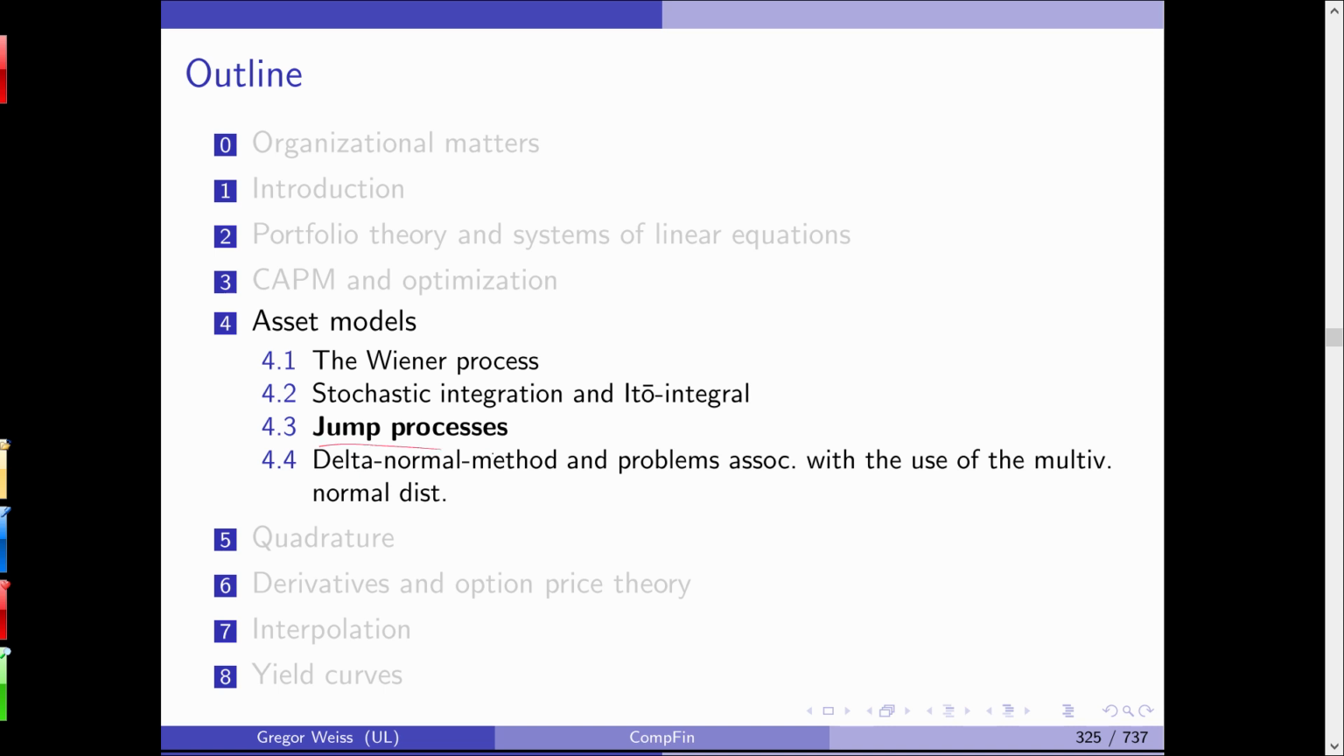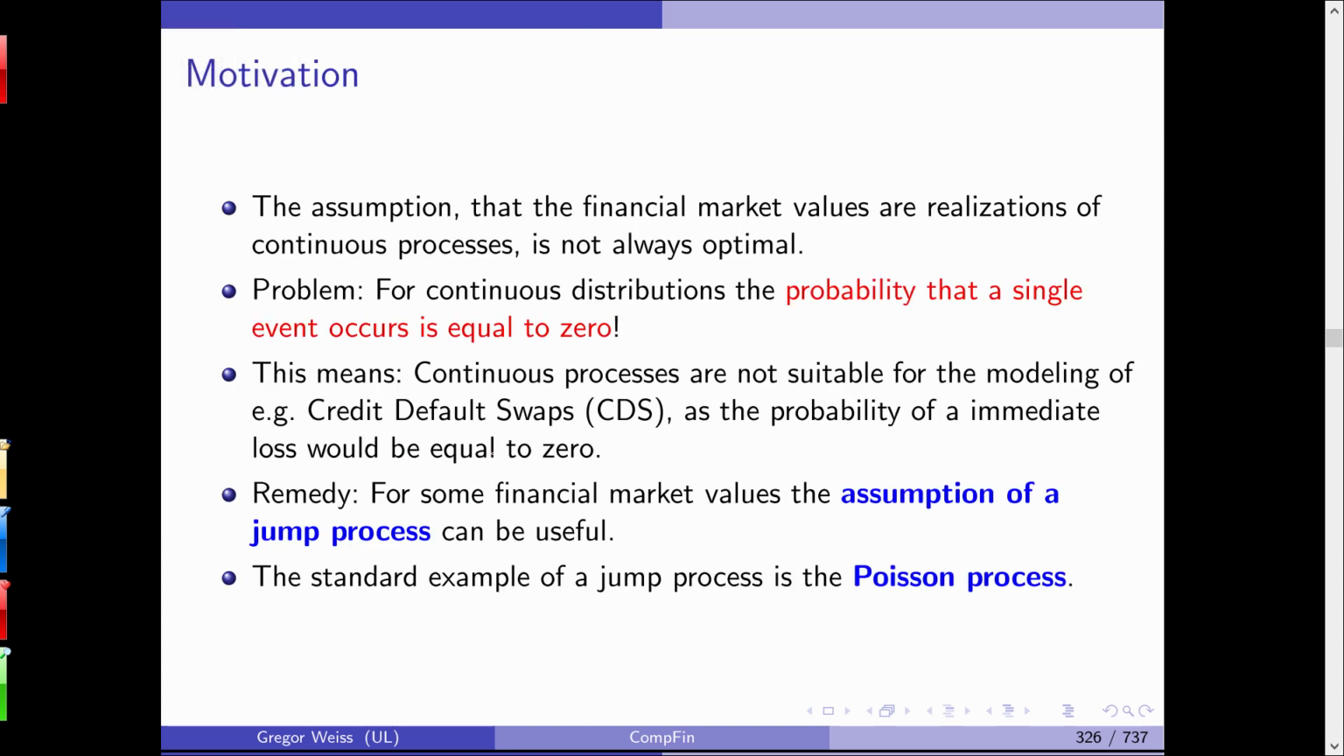For jump processes, the idea is that prices, but even more importantly volatility, can suddenly jump. This is one feature we want to model, and for this we will be using Poisson processes. The assumption that financial market values are realizations of continuous processes, because so far we've only looked at continuous processes, is of course not very realistic, because in many cases you will see discrete changes, a sudden jump up or down in prices.